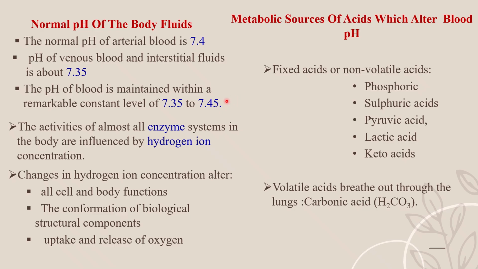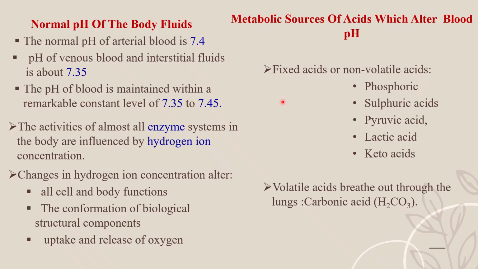And all the activities of the enzyme system in the body are influenced by the hydrogen ion concentration, that is an indicator of pH. So changes in the hydrogen ion concentration alter all the body and cell functions, the conformation of biological structural components, and the uptake and release of oxygen. So these are the effects that happen if there is a deviation in the pH or changes in the hydrogen ion concentration.